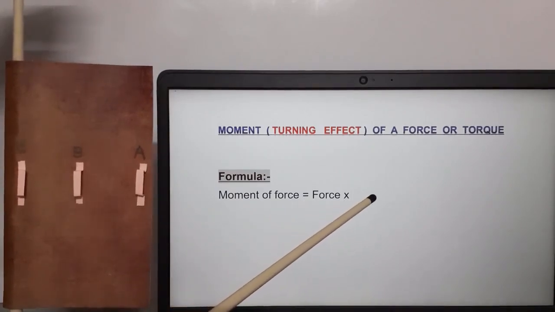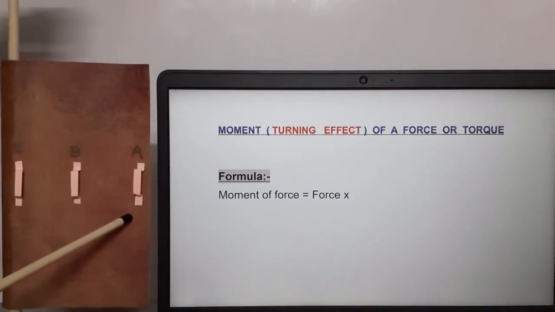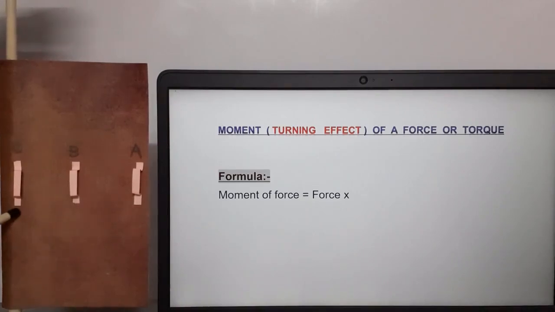Now let's find out the second physical quantity. We are going to apply 10 Newton force, that is the same force, to all the three handles A, B and C.